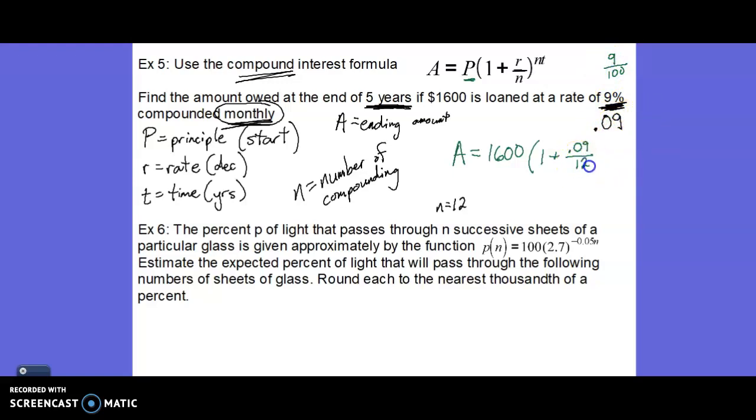I already mentioned that monthly means there's 12 months in a year, to the 12 times 5 power. So t is equal to 5 in the problem. So from here, you just go to a calculator. I'll put a box around this. But the final answer, I want you to round to the nearest penny because we're talking about money.